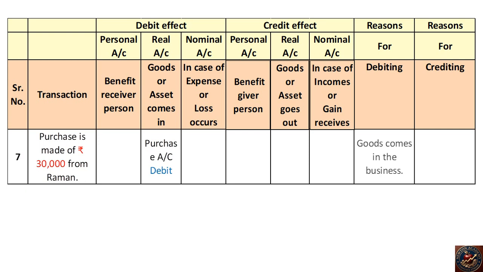The credit side. This is a credit transaction because goods are bought from a specific person, Raman, without mentioning cash. Raman is an individual. According to the personal account rule, we credit the giver. Therefore, we credit Raman account. The reason for crediting is Raman is the giver of goods.